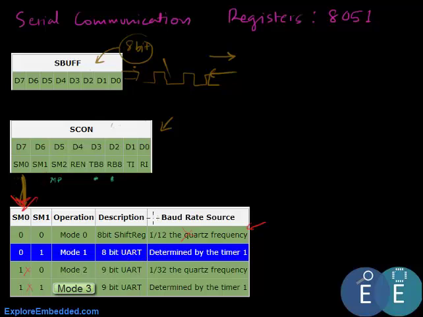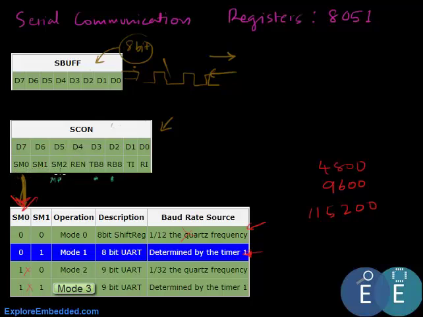It is an 8-bit UART, so you can transmit and receive 8 bits, and the baud rate is determined by timer 1. This is an important point, as we mentioned earlier. Whatever baud rate we wish to communicate at, 9600 or 4800 or 115K, all these baud rates are determined by timer 1. So these are the two bits, SM0 and SM1.